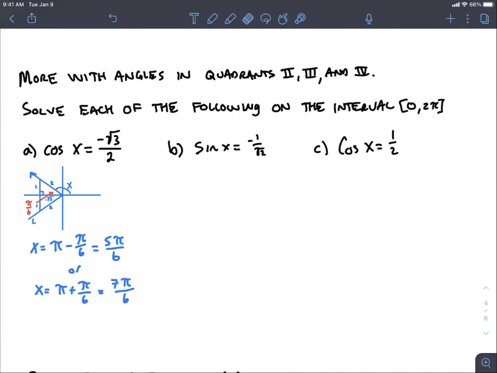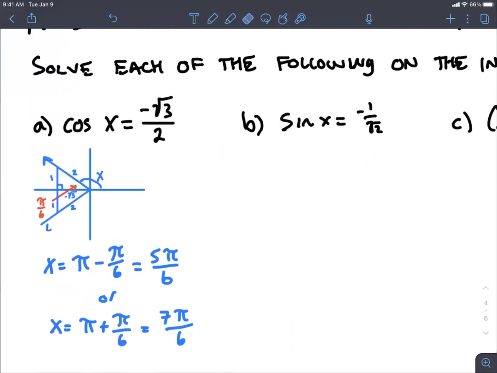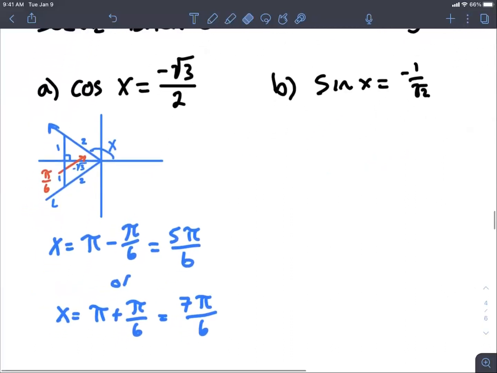My first answer, let's go into that one. I'll just zoom over there a little bit. Okay, so the cosine of x is negative square root of 3 over 2. Negative, okay, so cosine is defined as adjacent over hypotenuse. I think I wrote that here, yeah. Adjacent over hypotenuse.